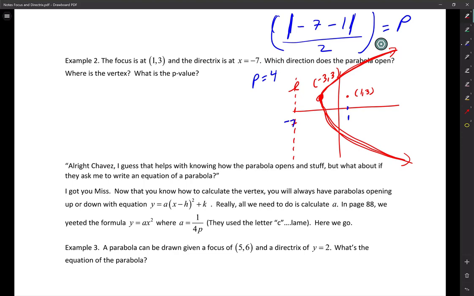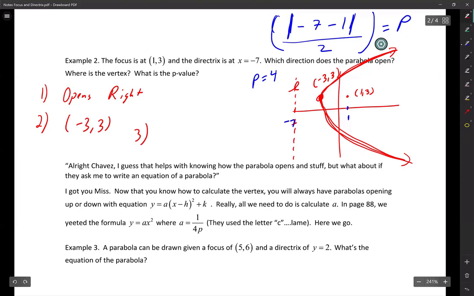Here we go. What else do they want? Oh, that's it. We already answered all the questions. 1, which direction does it open? Opens right. 2, where is the vertex? -3, 3. 3, what is the p-value? 4. The p-value is never negative because it's just a distance. Now the coefficient, your a, will be.